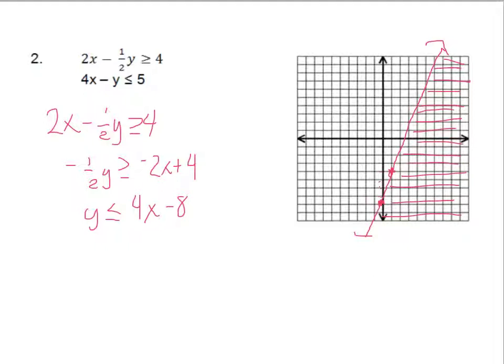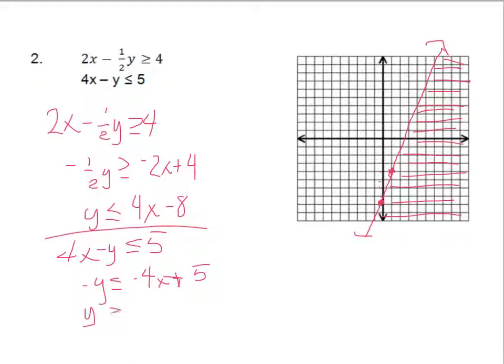Alright, now second equation, 4x minus y is less than or equal to 5. I'm going to solve for y, so subtracting 4x from both sides gives me negative y is less than or equal to negative 4x plus 5. I have to change the signs.